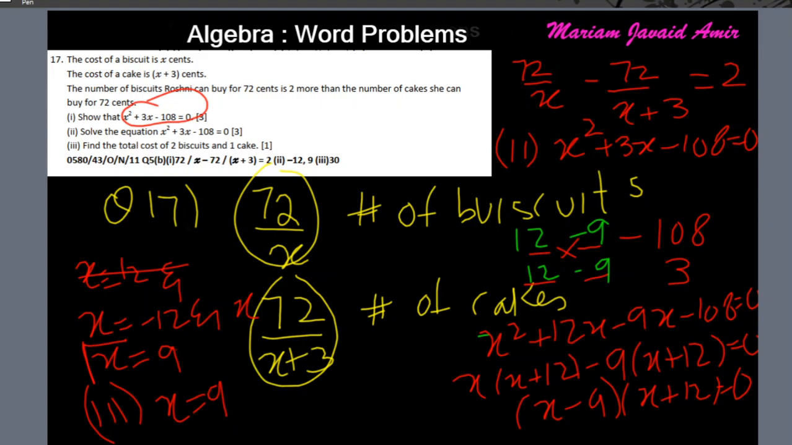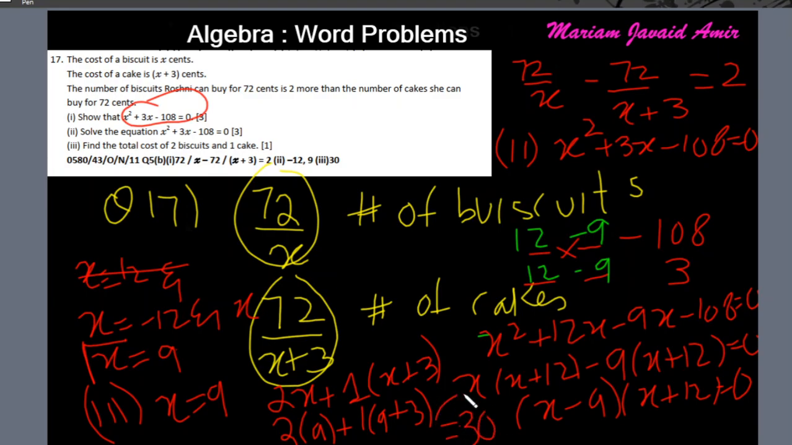Okay, so find the total cost of 2 biscuits and 1 cake. So 2x plus 1 cake, x plus 3. Each biscuit costs x and each cake costs x plus 3. So now substitute 9 here and we should get the answer: 2 times 9 plus 9 plus 3. So 9 plus 3 is 12, 12 plus 18 is 30. So the answer is 30, and that's all for this worksheet on word problems related to algebra.